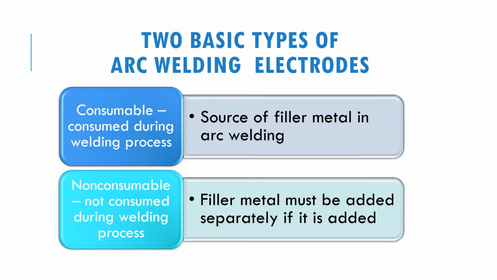Now let us see two basic types of arc welding electrodes. They are consumable, which is consumed during the welding process, and non-consumable, which is not consumed during the welding process. Consumable electrodes become the source of filler metal in arc welding, and for non-consumable electrodes, filler metal must be added separately if it is needed.